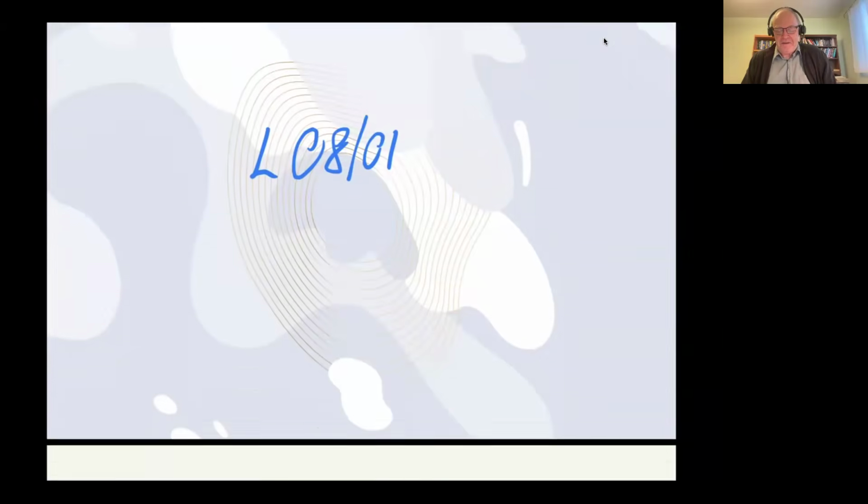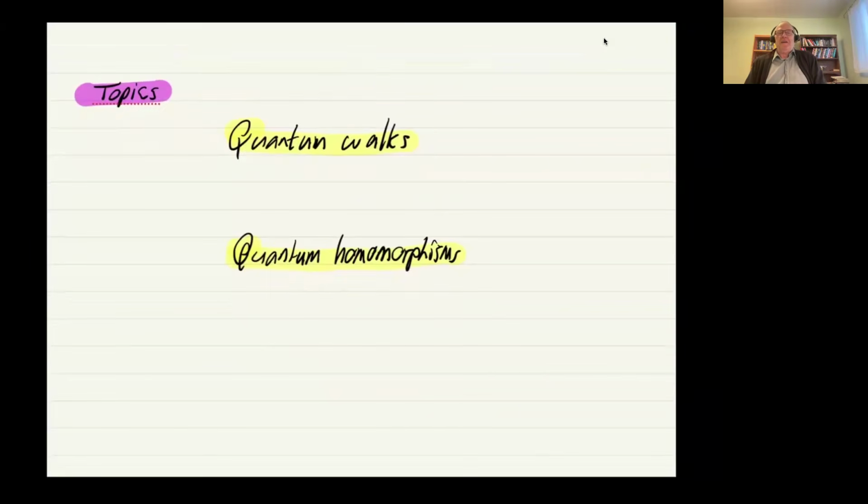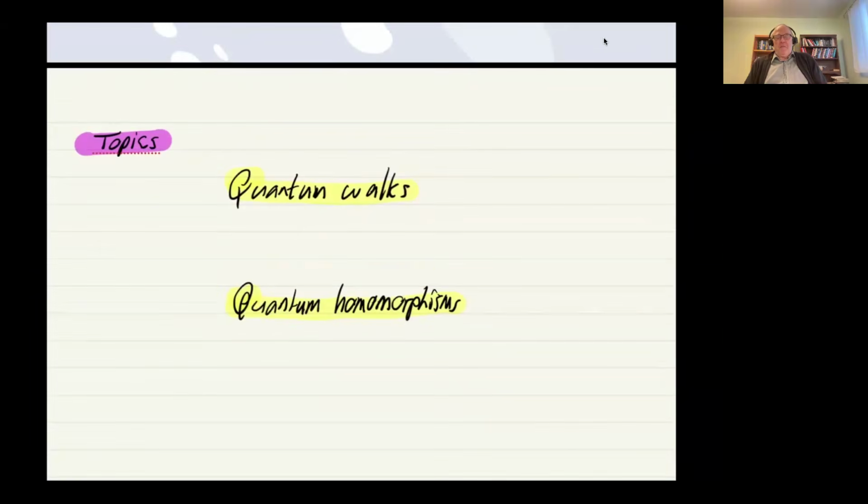I'm not too fond of course outlines of things, but these are the two topics that we're going to be focusing on. One is quantum walks, and the other is quantum homomorphisms and quantum automorphisms. Basically the plan is to do the quantum walks and then the quantum homomorphisms.